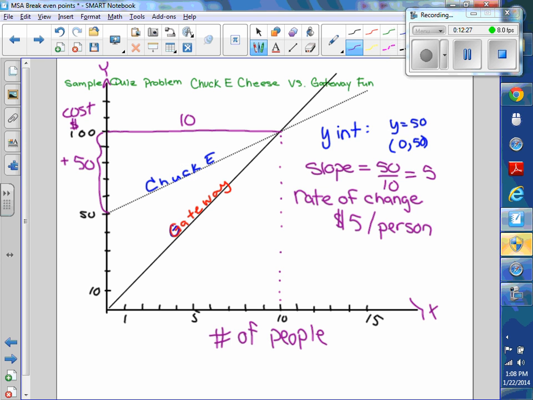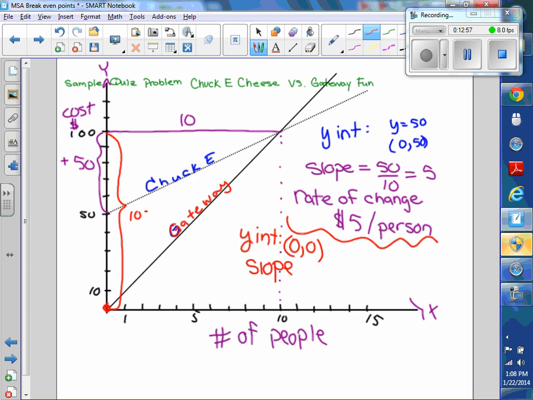Jason: So the Y-intercept for Gateway card would be 0. Good point. So the Y-intercept for Gateway would be 0, 0. So it's where it starts. And the slope for Gateway would be up 100. Do you see it went 100 to 10? From one point on this, this is the point 10, 100. You see where I'm getting that?